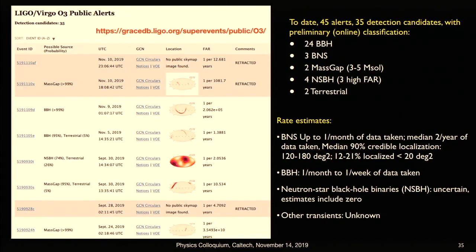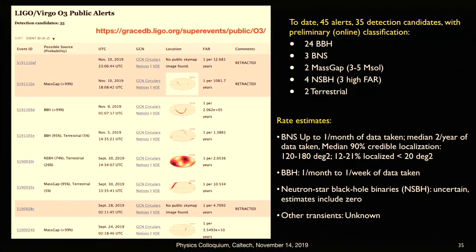This is a website where anybody can get access to a map for the localization. In some cases, there is a terrible localization. In other cases, you have something that's more likely to be followed up. To date, we have 25 binary black hole candidates, 3 binary neutron stars, 2 events that could be in the mass gap, so between 3 and 5 solar masses. That's the gap between what we expect to be neutron star and black hole, so this kind of weird area.